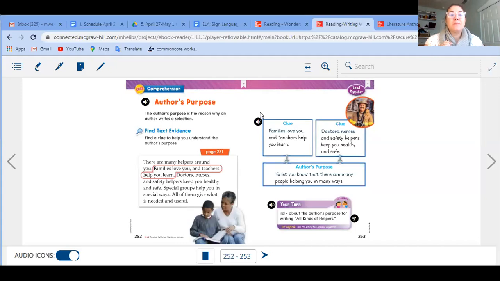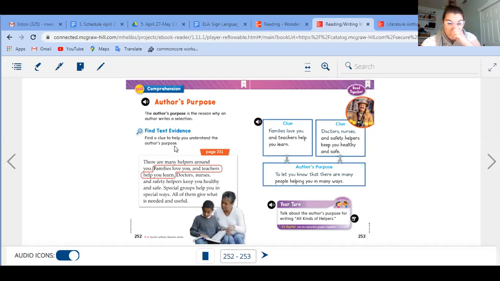You read a story yesterday called All Kinds of Helpers. And at the back of the book, it talks about, well, what is an author's purpose? The definition is the author's purpose is the reason why an author writes a selection. It says find text evidence. Find a clue to help you understand the author's purpose.